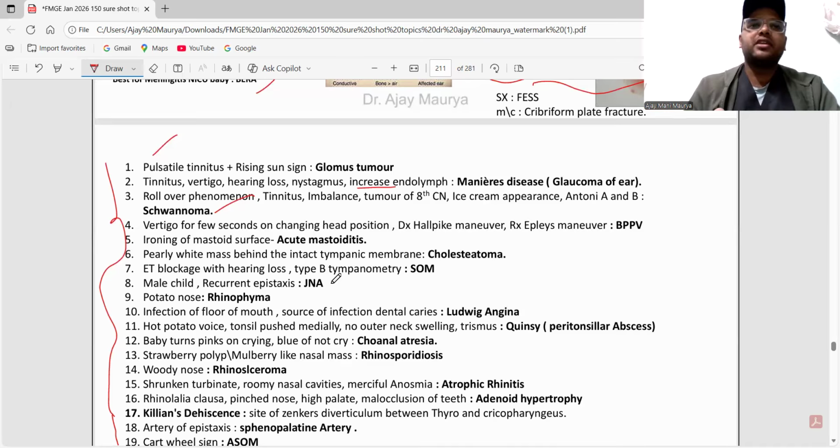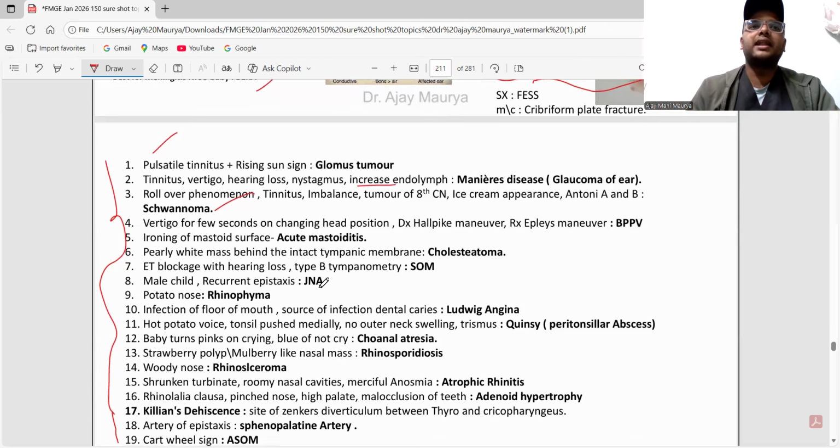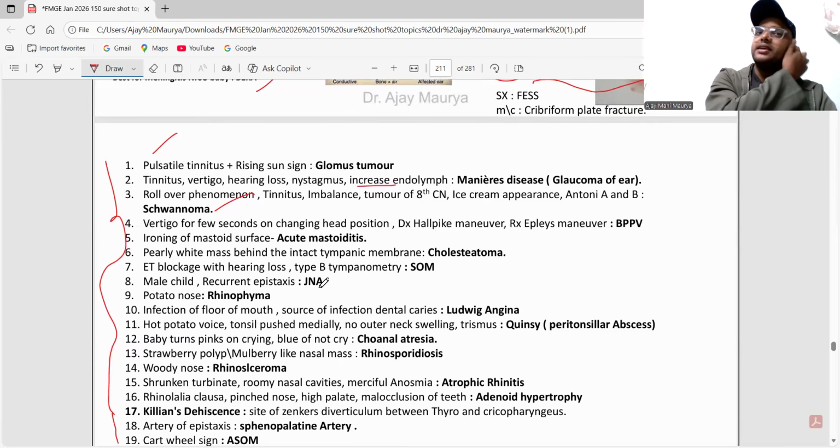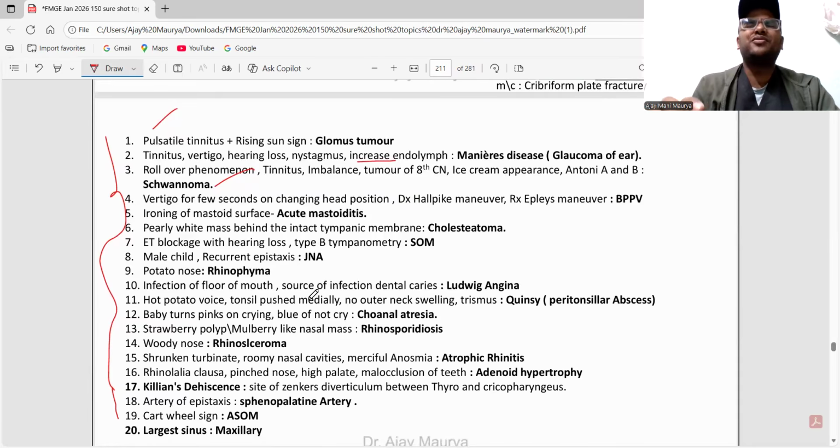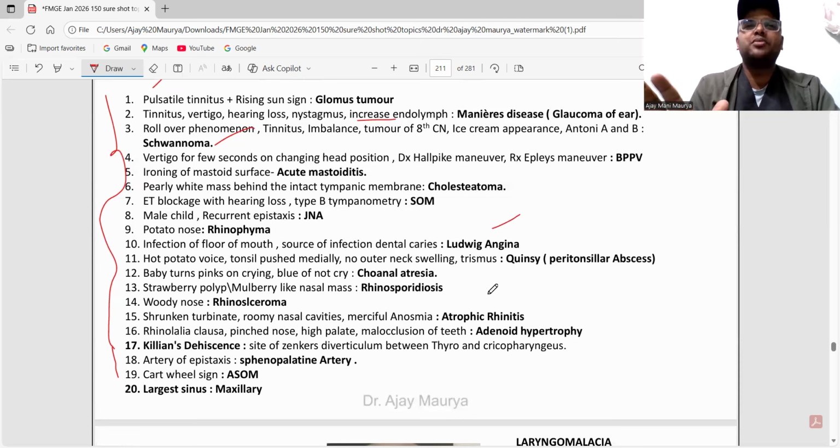See, like this you have to remember: antral sign in the case of the JNA. Next is the potato nose in the case of the rhinophyma. Infection of the floor of the mouth with a dental history is in the case of the Ludwig angina. Next one, hard palate, tonsil pushed medially, trismus. This is the case of the quinsy. Next one, baby turns pink on crying, blue if not crying. This is a case of the choanal atresia.